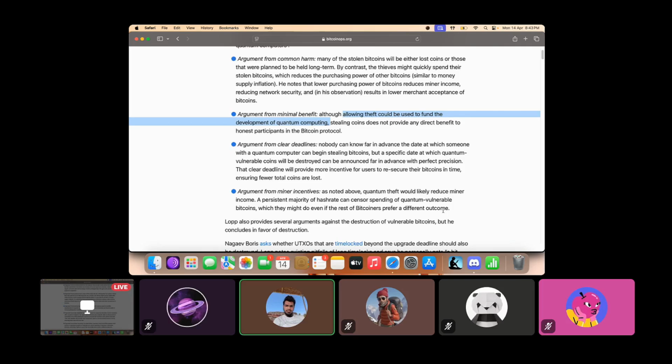So what measures can miners take to stop this from happening? Miners can identify coins that are associated with addresses that are quantum vulnerable, and they can censor those transactions, right?